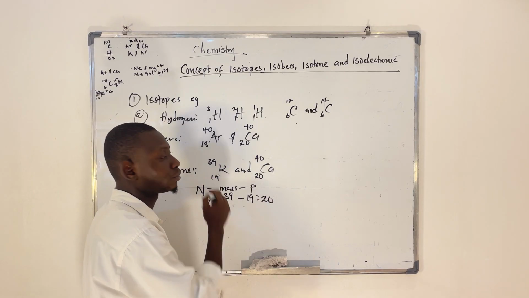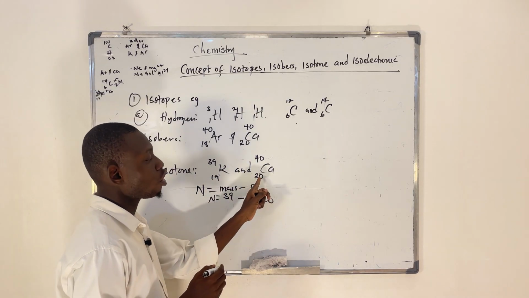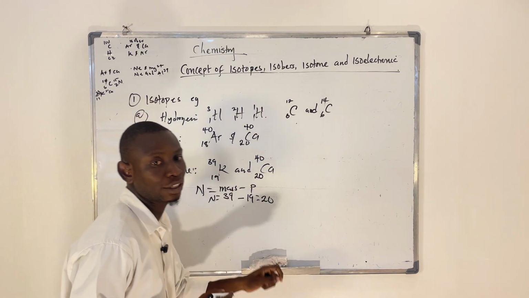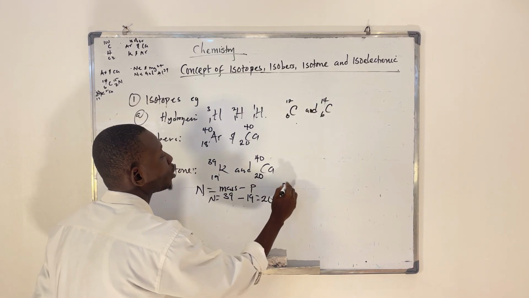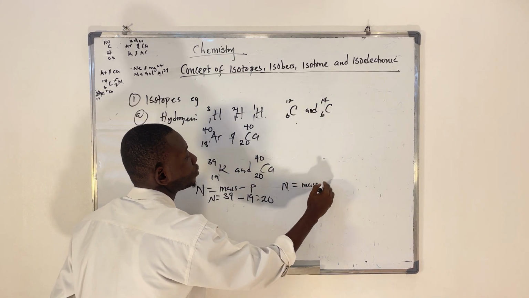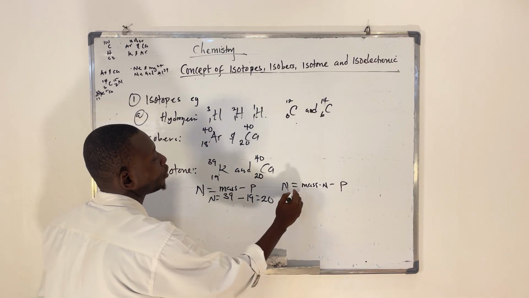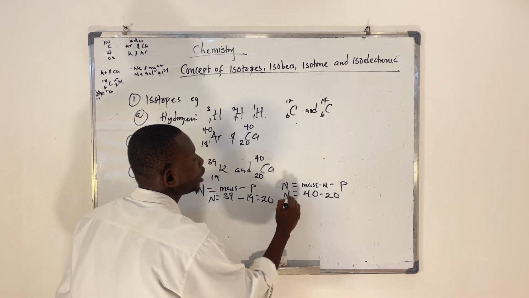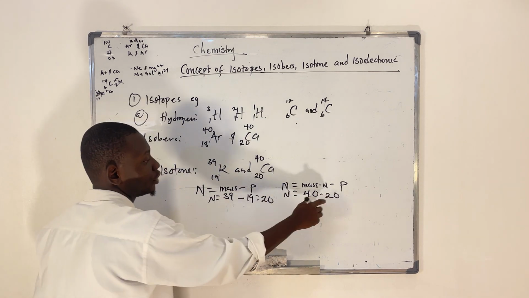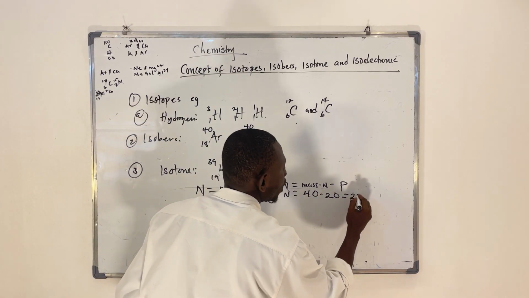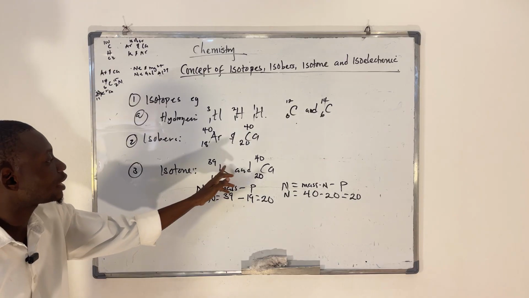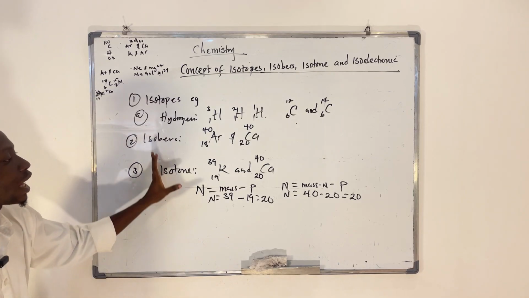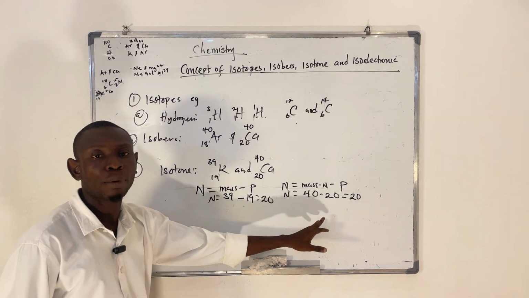Looking at calcium, calcium has an atomic number of 20 and mass number of 40. To calculate the number of neutrons, mass number minus number of protons. The mass number is 40. The proton number is 20. Then the number of neutrons in this element is 40 minus 20, you have 20. It simply means both elements have the same number of neutrons. That is what isotone means.